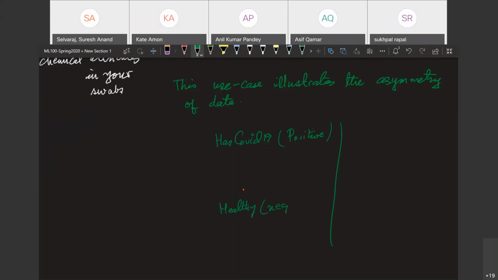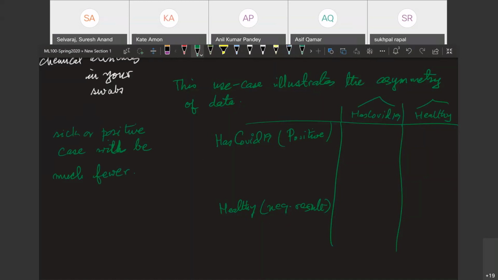Healthy, negative. Now, you have a machine. It is a classifier that will predict has COVID, or prediction, healthy. So here, and I'll mention this point, sick people or positive cases will be much fewer.